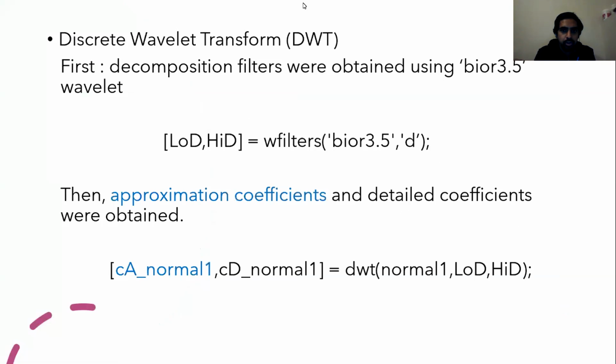Now, one of the features which we extracted were based on discrete wavelet transform. In order to extract DWT based features, first decomposition filters were obtained using Bior 3.5 wavelet using the course as shown on the screen. After that, the approximation coefficients and detailed coefficients were obtained. The approximation coefficients, which are highlighted in blue, would be used in the classification model.